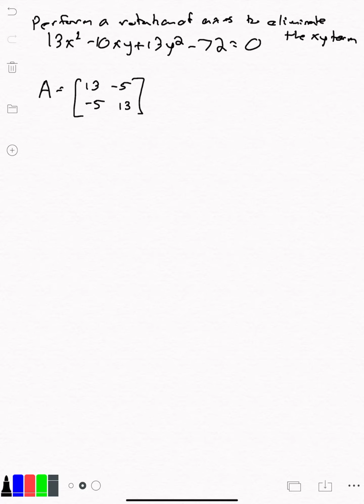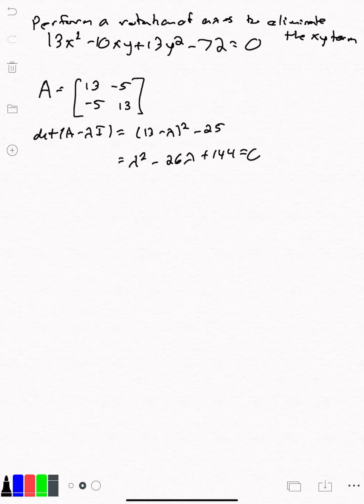And so we do our whole process here, determinant of A minus lambda I. Skipping a little bit of the steps here: 13 minus lambda squared minus 25. And that'll be lambda squared minus 26 lambda plus 144 equals 0. And this one you can factor: lambda minus 8, lambda minus 18. And so we get our two eigenvalues: lambda is 8 and lambda is 18.